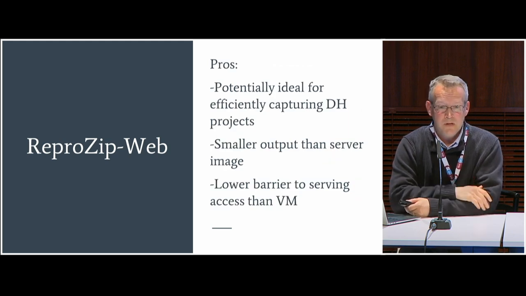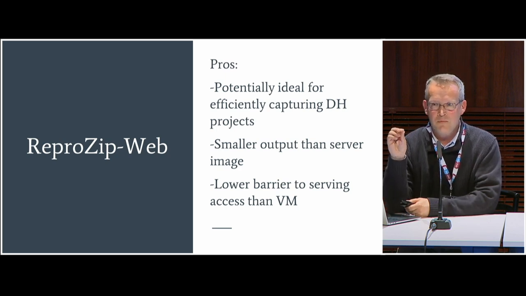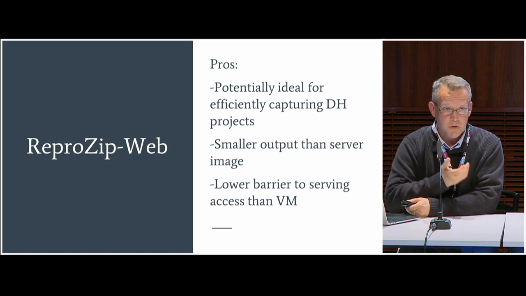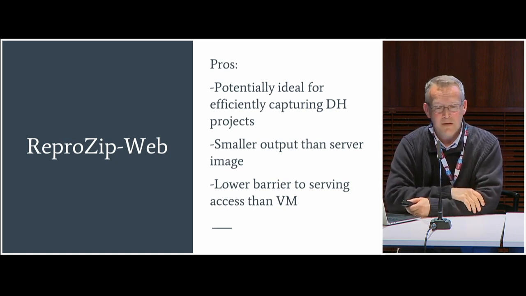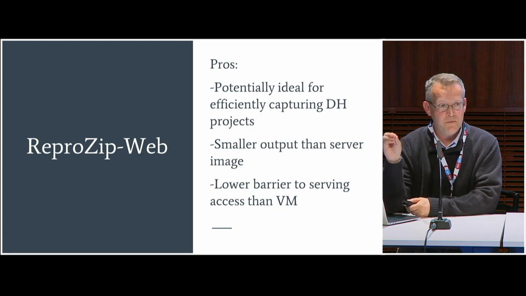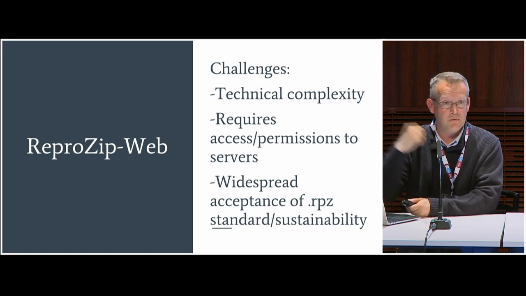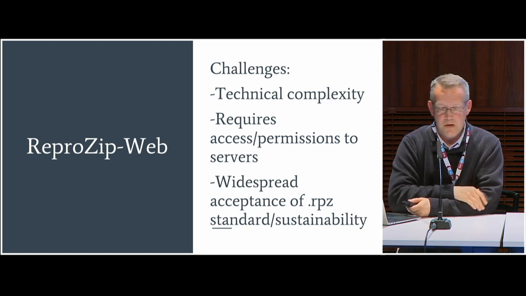The pros are that potentially this is ideal for really difficult projects, especially digital humanities projects that are really server-rule laden and use all sorts of resources. It's also much smaller output size-wise, logistically, than a server image, and has a lower barrier to serving access than a virtual machine. I could share an RPZ file that they produce with ReproZip and give that to somebody to load into a ReproServer or onto the one that is being hosted by NYU.